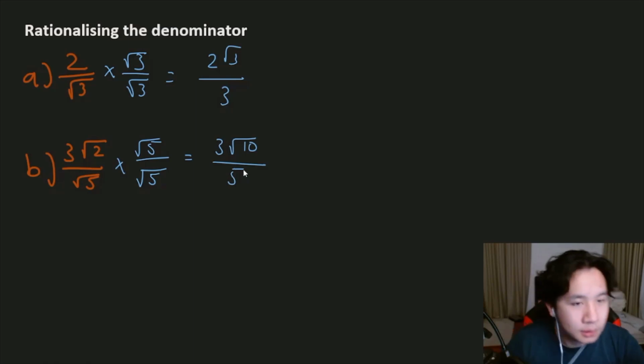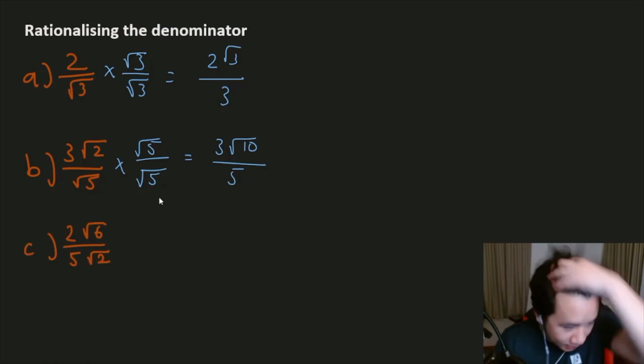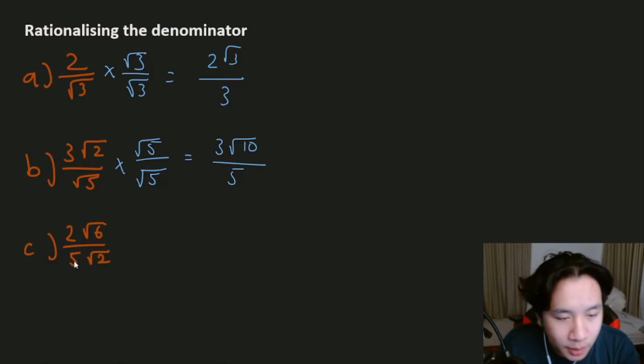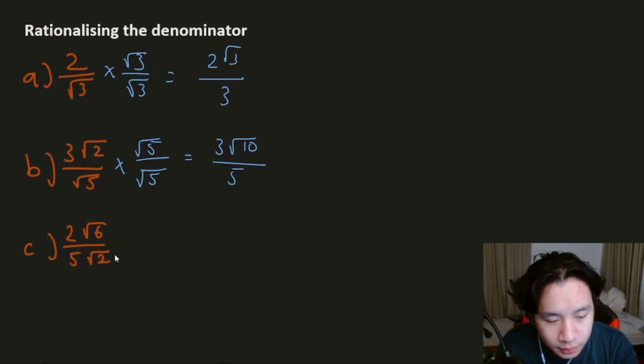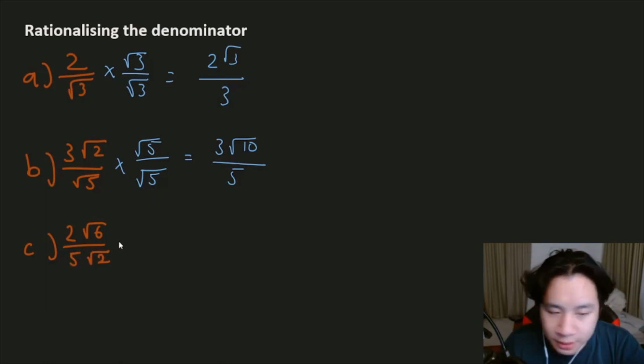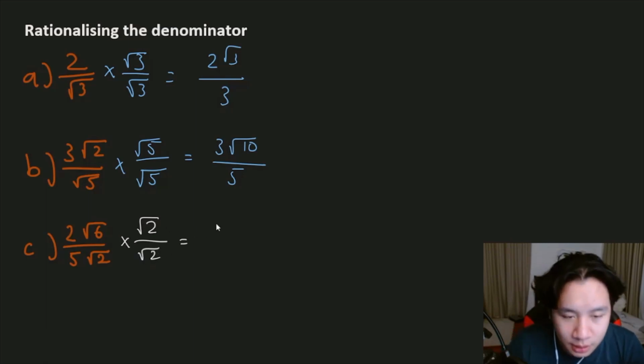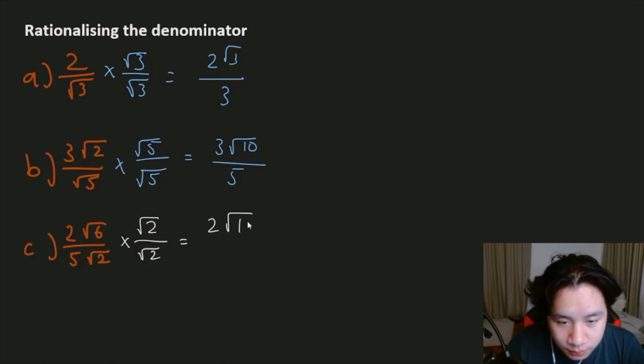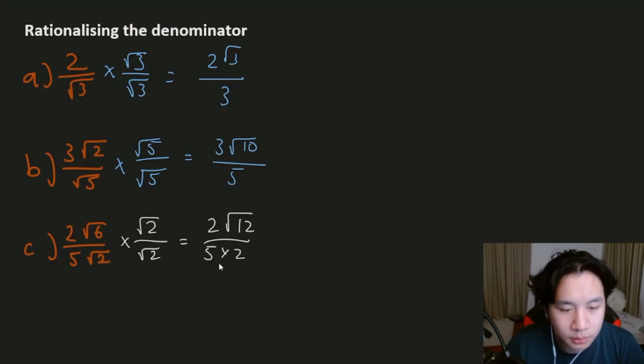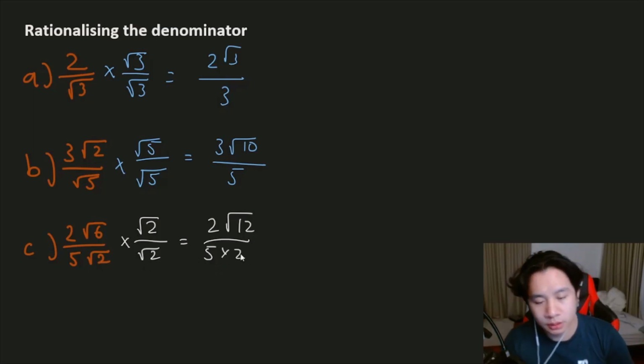Okay. All right, this one's a bit different because we have a number in front of the root at the denominator. You still want to do the same thing. You just want to times whatever the root is here. So we times root 2. Okay, so 2 root 6 times root 2, that is just going to be 2 root 12. 5 root 2 times root 2, that is just going to be 5 times 2. Because root 2 times root 2 is just 2.